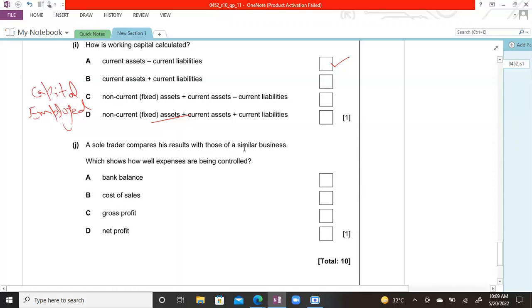And the last one: a sole trader compares his results with those of a similar business, which shows how well expenses are being controlled. So expenses are in the income statement, and in the income statement definitely this section, net profit. So our answer is D. Because bank balance will go to the balance sheet or financial position. So I'm just writing BS. Cost of sales is in the income statement, but cost of sales tells you about the sales, and then minus the cost of sales, you will get the gross profit. So here the question is which shows how well expenses are being controlled. Which part is for the expenses? Our income statement is divided into two parts: trading account and profit and loss account. So in the profit and loss account, the net profit part here. So D is our answer.